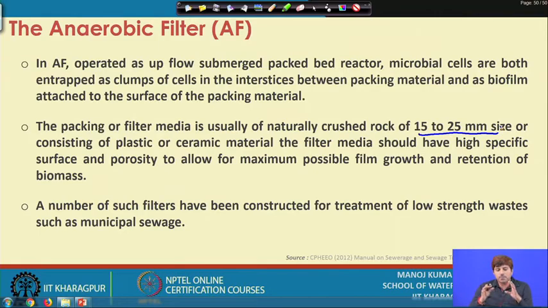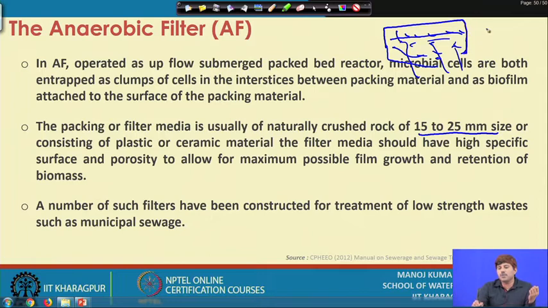Now, the anaerobic filter is essentially a trickling filter, where you have a packing material and the water is trickled from the top and passes through it. Trickling ensures a significant supply of oxygen. Here, because it is an anaerobic filter, it is done in a closed system, in which the water is passed through. This filter can operate both ways. We can have an upflow filter or a downflow filter.